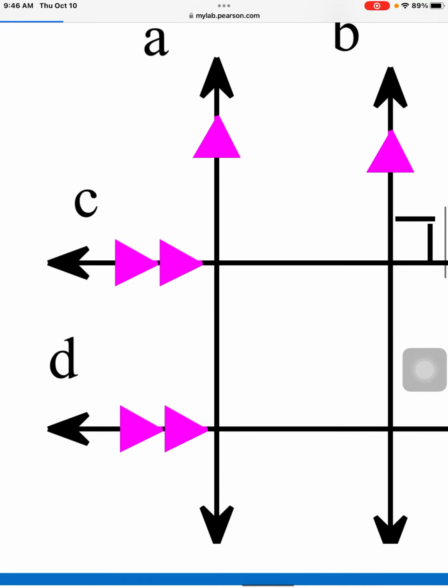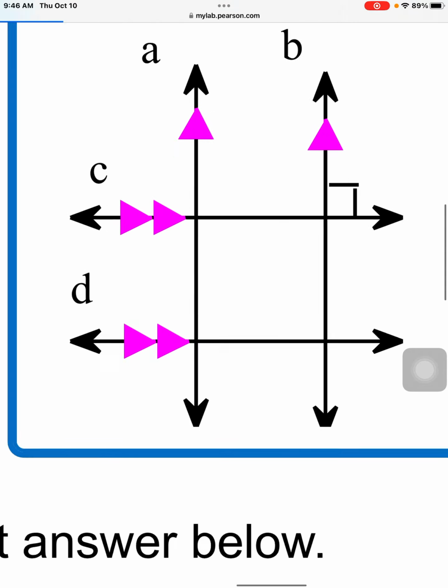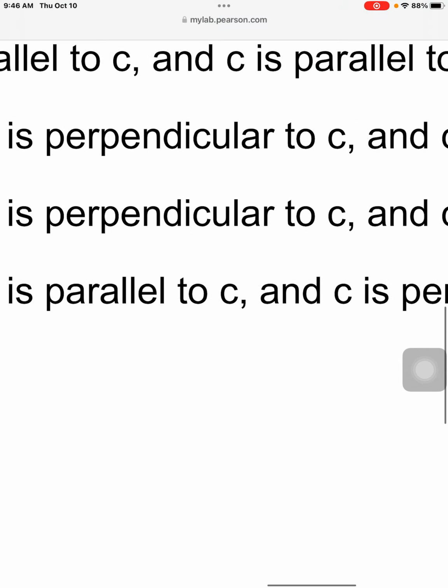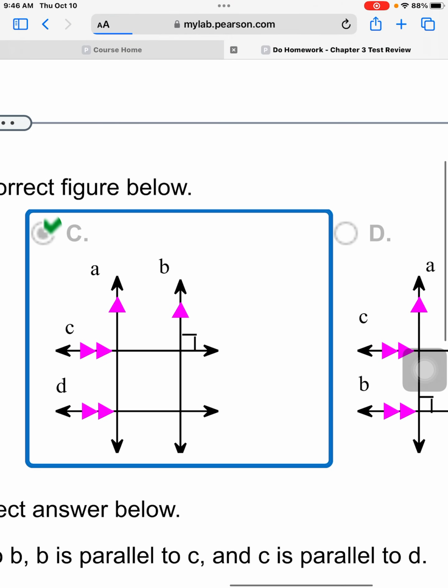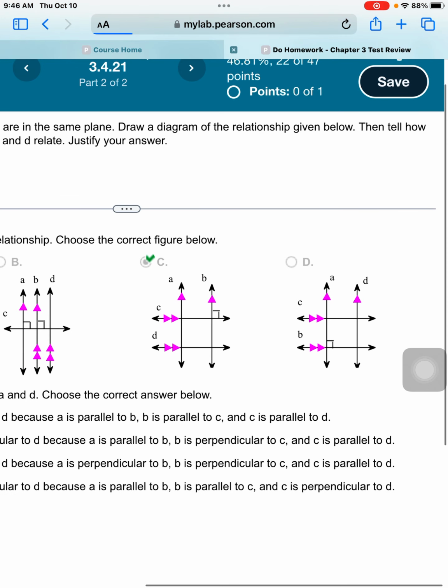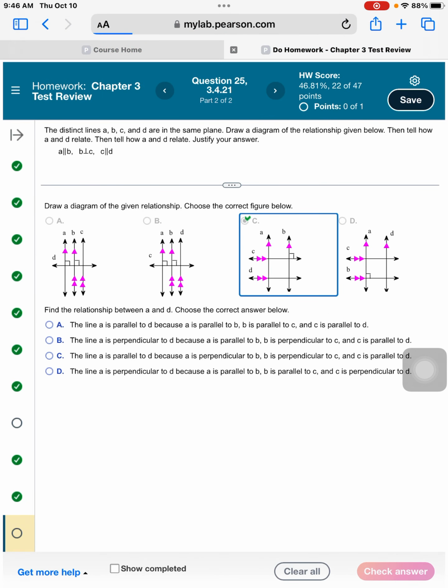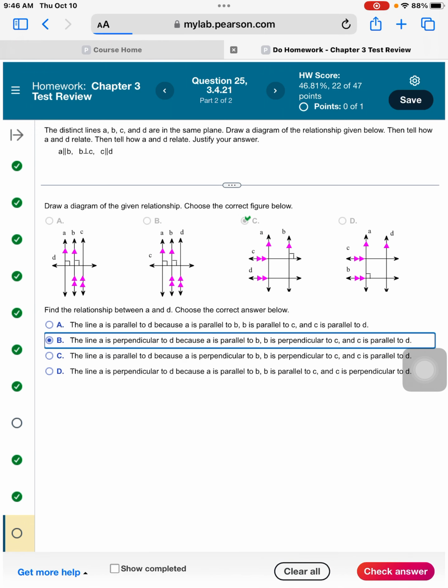A and C is going to be 90. A and D is going to be 90. Every single angle here is going to be 90. Because when they're both parallel, they all share the same congruent corresponding angles, congruent alternate interior, alternate exterior, and same side interior. They all share the supplementary same side interior. So I know that the line A is perpendicular to B.